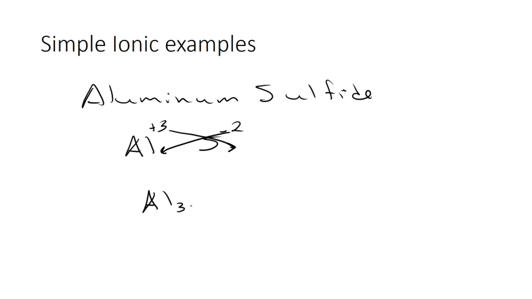Have Al, whoops, sorry, wrong. Al2, S3. Right, before we say that this is completely done, we need to check, see if we can reduce our subscripts, because if we can, we have to. Right? In this case, 2 and 3, there's no common factor besides 1, which just leaves us with 2 and 3 again. So we're going to leave it as it is, but remember that if you can reduce these, then you need to.